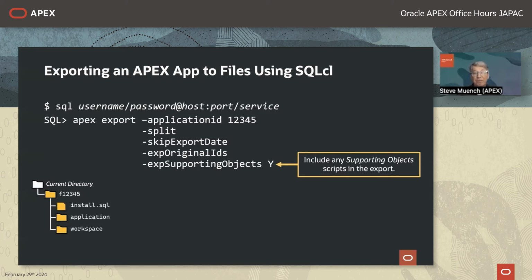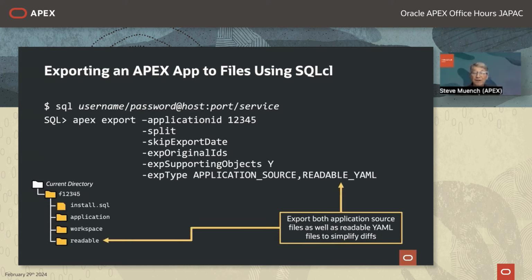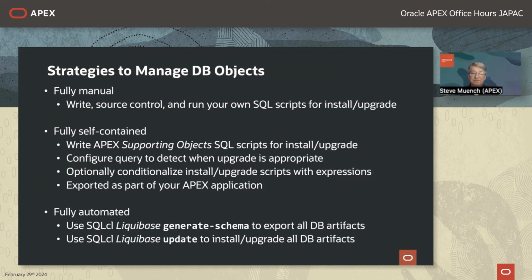And that's the most useful version of the export. If you use the supporting objects feature, you can include those with a flag. And finally, you can ask the export utility to include not only the application source, which is the important part for doing the installation or import later, but also an option called readable YAML, which makes it very easy for comparing the code when you review what your teammates have done. The YAML is extremely useful, and we'll see examples of that.